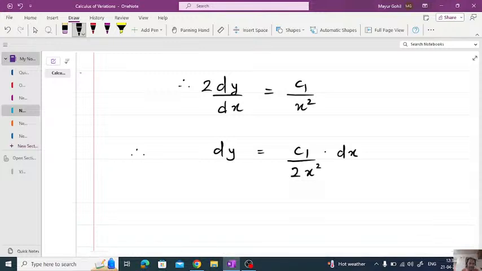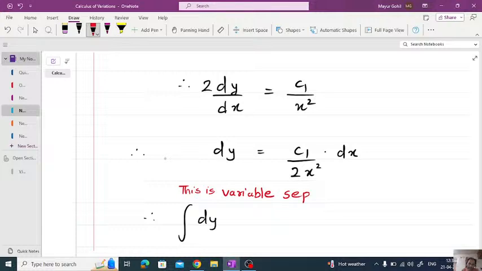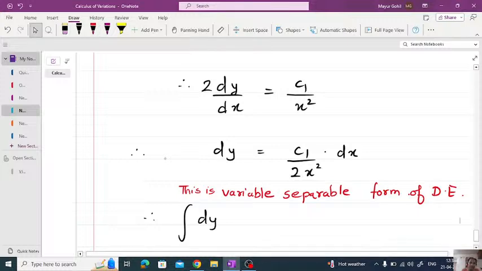And now you can integrate it. Integrate dy. If you want, I'll write here. This is the variable separable form of the differential equation. Okay.